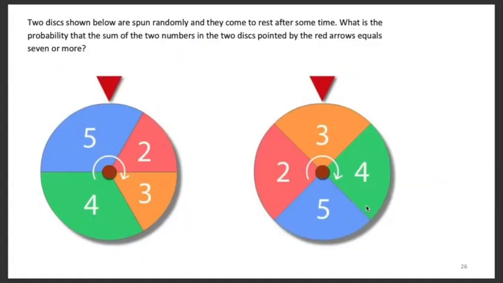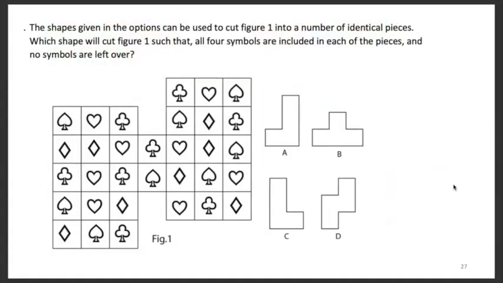We'll move to the next one. The shapes given in the options can be used to cut figure 1 into a number of identical pieces. Which shape will cut figure 1 such that all 4 symbols are included in each of the pieces and no symbols are left around? Which one shape can be used, which gives us a combination such that all four symbols are used and there is no symbol that is left around, and also there is no overlap.